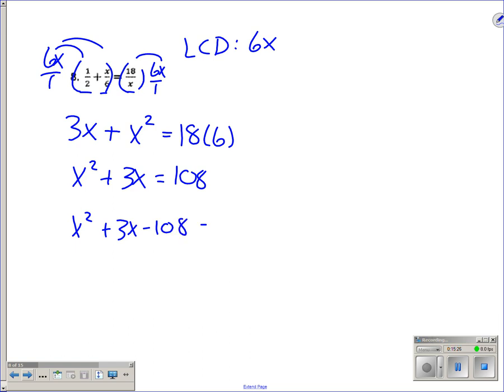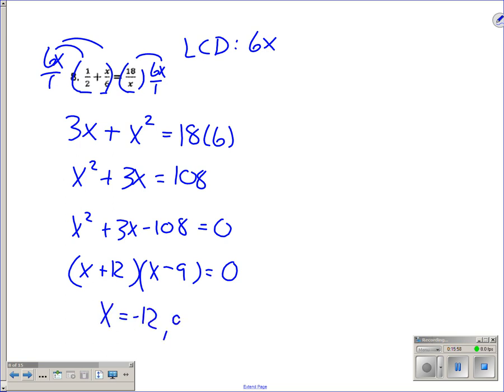And we're going to factor it. So you're going to sit here and think about what the factors of negative 108 are that add up to positive 3. I'll give you a second to think about it. I need to think about it too. I think it would be 12 and 9. So that would be x plus 12 and x minus 9, I believe. Yeah, that multiplies to negative 108 and adds to positive 3. So in this case, x equals negative 12 and 9.